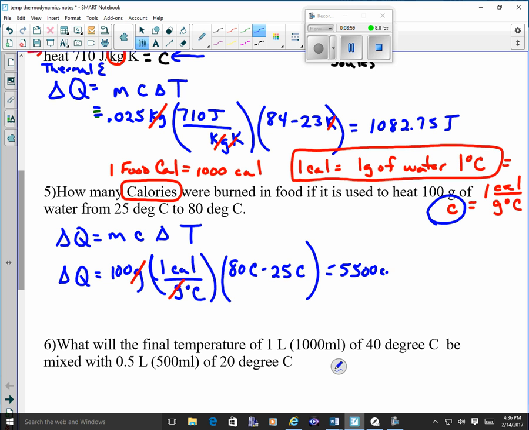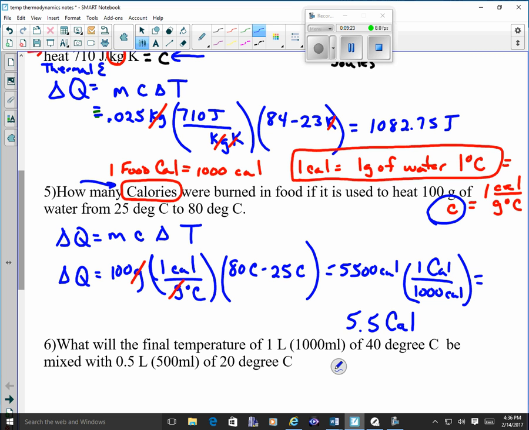But that's not what the question asks for. It wants to know how many big calories. Remember we circled this? Well, if there are 1,000 little calories in 1 big calorie, we're going to divide that by 1,000. That gives you 5.5 food calories. So in other words, you have to burn 5.5 food calories in order to get that much energy out of it.